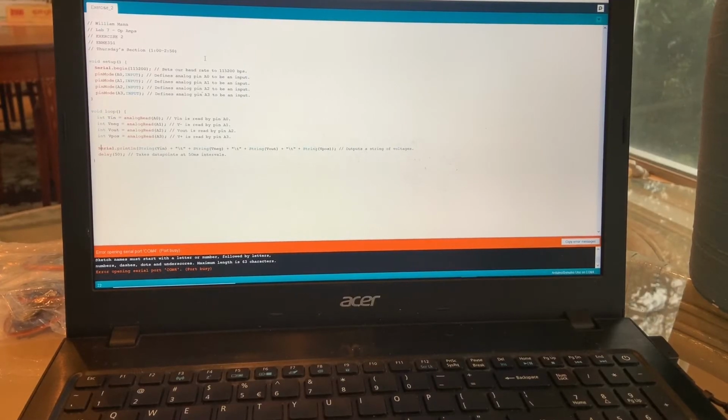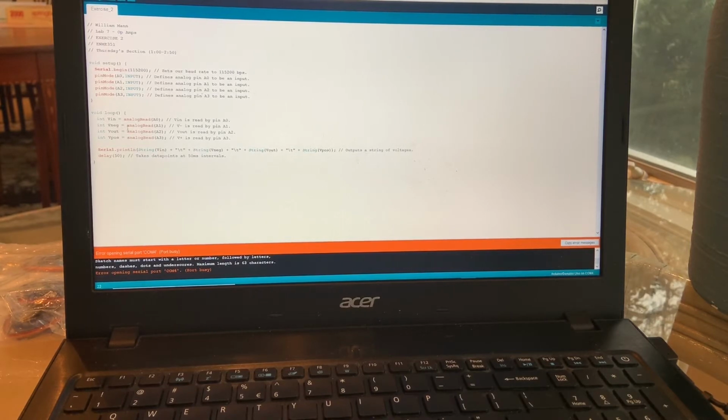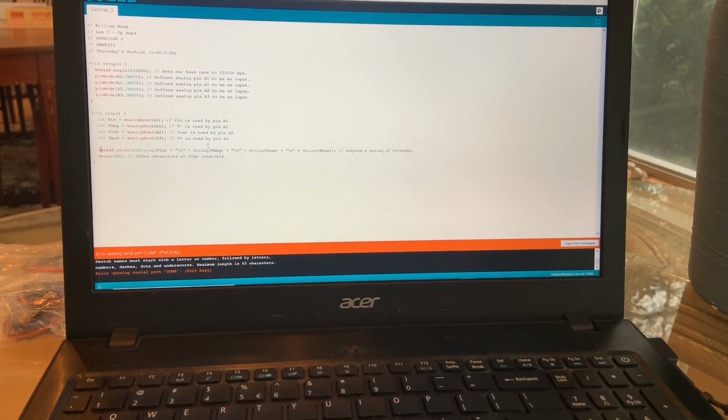All right, so now we're going to look into our Arduino code real quick. We have our baud rate set here. We have our 4 analog pins set to be inputs. And then in the loop, we have V in being read by A0, V negative being read by A1, V out being read by A2, and V positive being read by A3. And then the Arduino code has a string of values here, just to make sure it worked before I did the processing. And then the delay 50 means I'm taking the data points at 50 millisecond intervals.